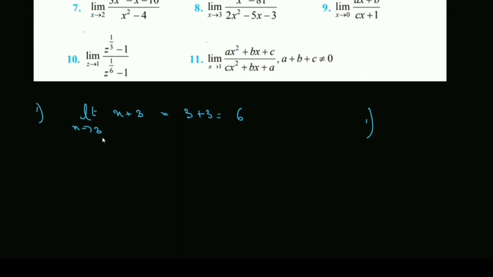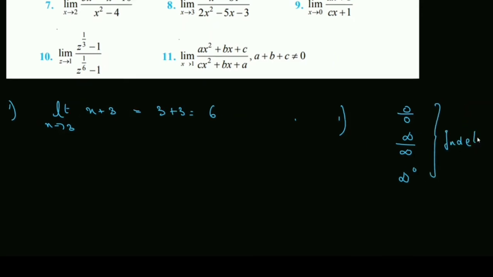For linear functions, trigonometric functions, polynomials, all these, substitute. If it is in the indeterminate form, then you have to think about some other option. Sometimes you get 0 by 0. All these are indeterminate forms. Or you may get infinity by infinity. Or you may get infinity to the power 0. So all these are called indeterminate forms. In that case, you have to factorize it or use the formula.